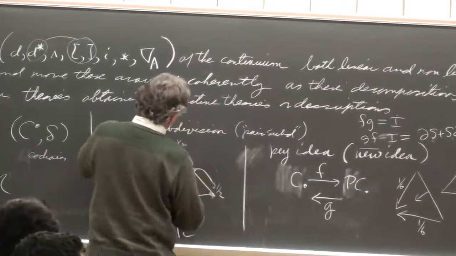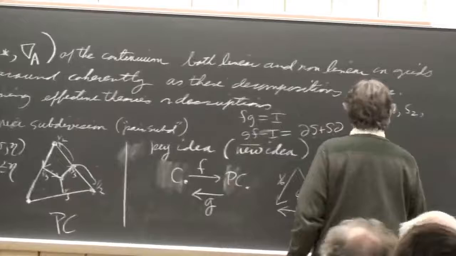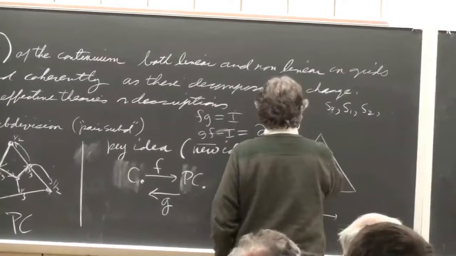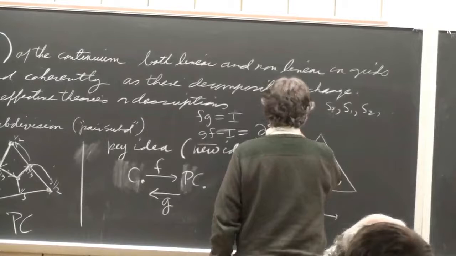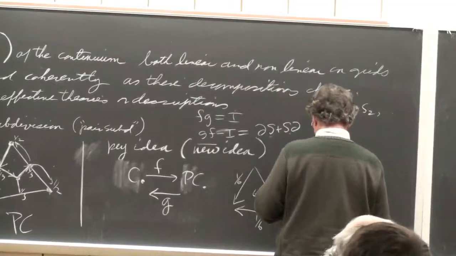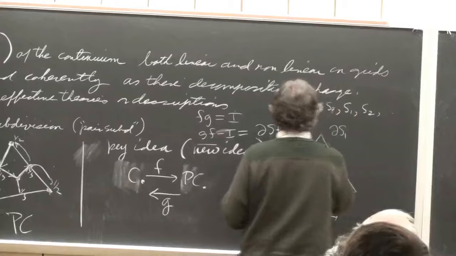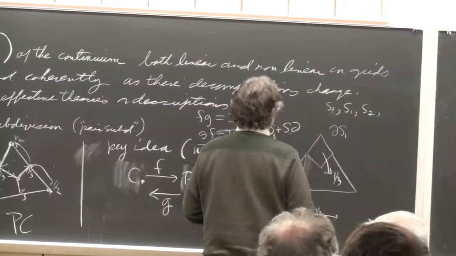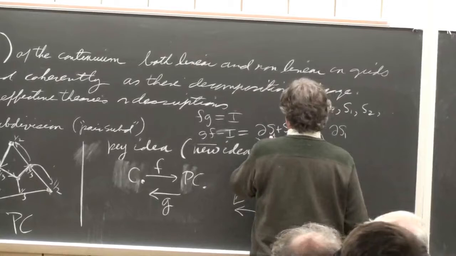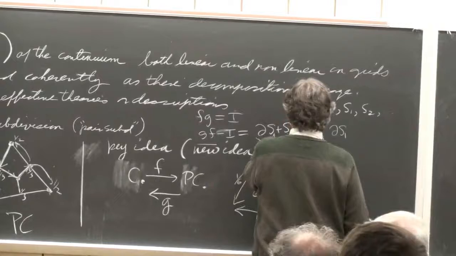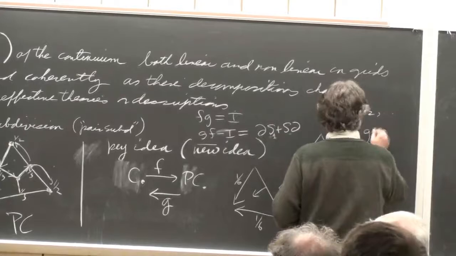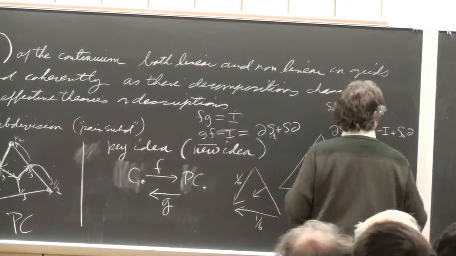Anyway, so you can define S0, and then if you look at this formula, so you get the boundary. If you look at this formula, S1, the boundary of that, so let's go up. This is starting at dimension 1. The boundary of that will be down 1, and then this is boundary, and then S0. So this is equal to GF minus the identity plus S0 boundary.